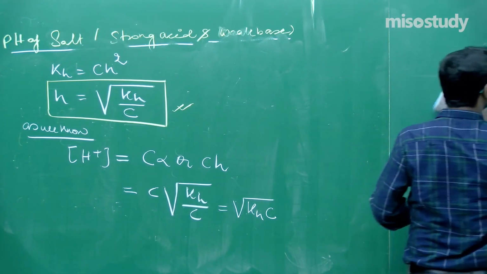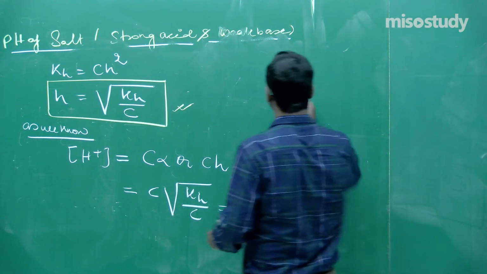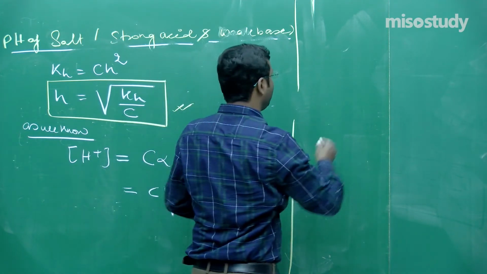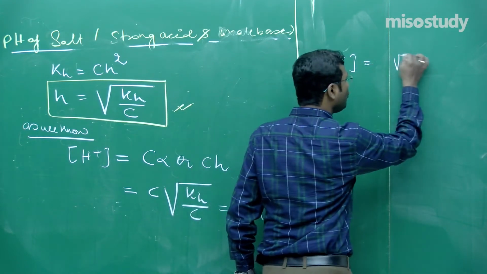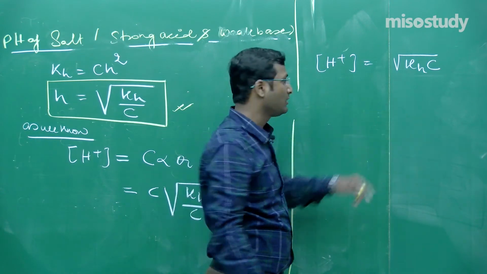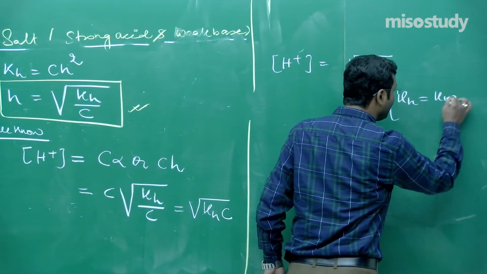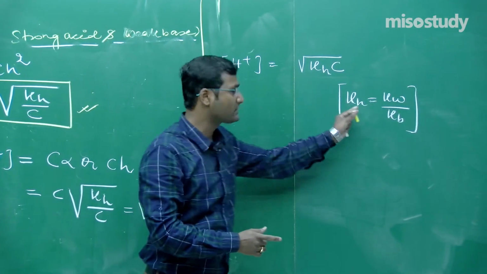It is a powerful derivation, so follow each and every step. Now, that is H plus is equal to root under KhC. Now replace Kh, because we know Kh is equal to Kw upon Kb. I will discuss why.